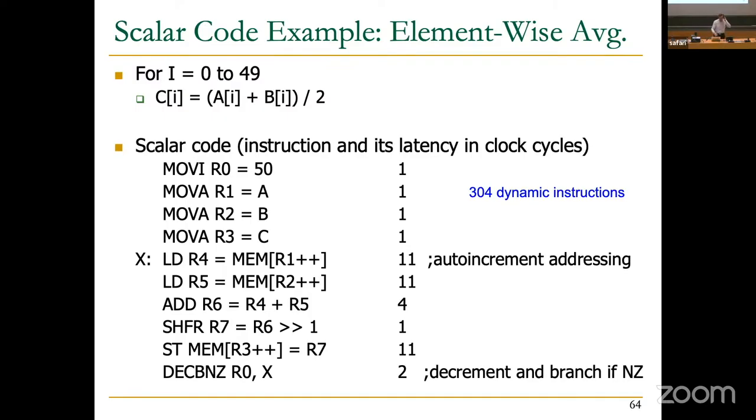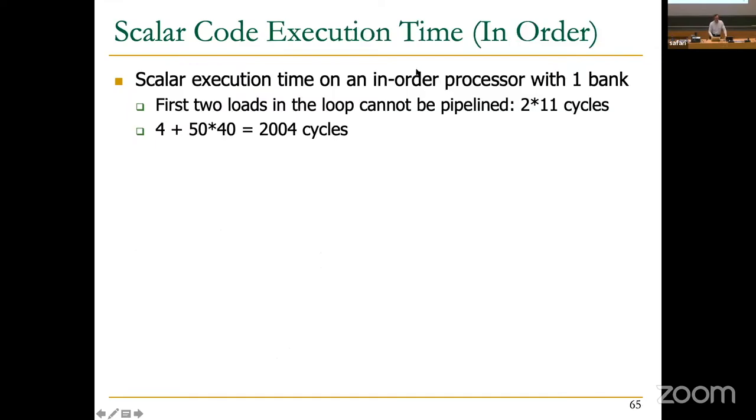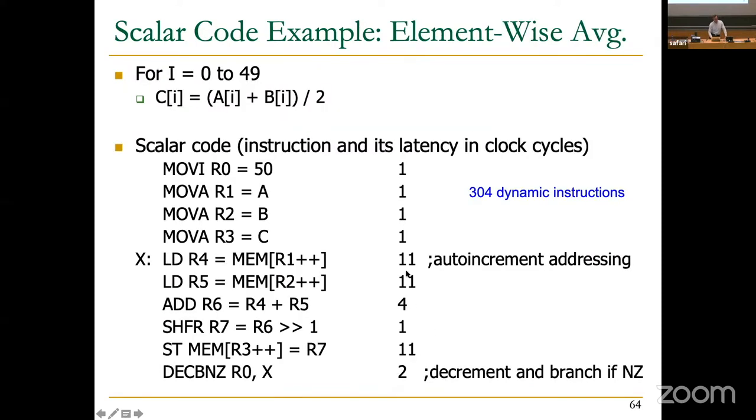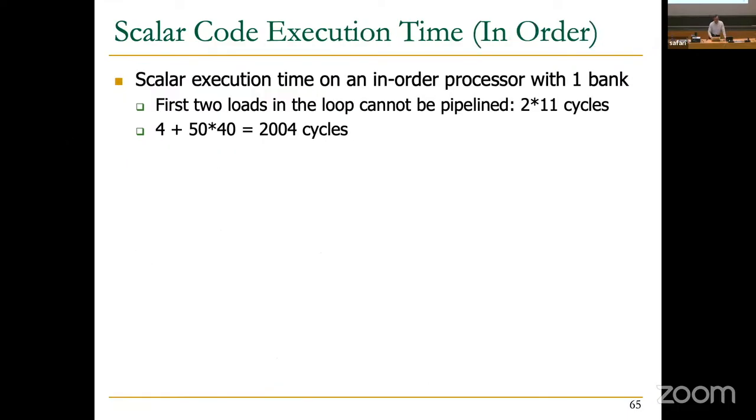But before we get to this, let's do some rough analysis in terms of how long it takes to execute this code on a scalar processor, in-order processor with one bank, monolithic memory, basically. Essentially, if you have monolithic memory, the first two loads in the loop cannot be pipelined. So each of them takes 11 cycles. And roughly, the entire loop takes the sum of these cycles over here. So it's really 22, 26, 27, 29, 40 cycles. You could potentially pipeline this branch, but eventually you need to resolve it. Okay, let's take 40 cycles for the loop. And you do the loop 50 iterations, so it takes 2,000 cycles.